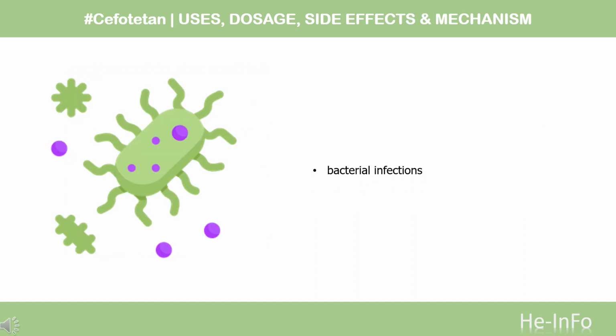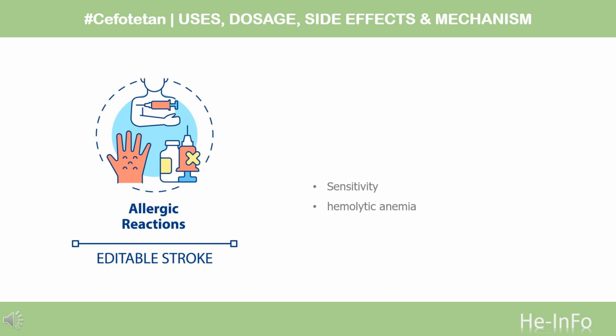What is cefotetan used for? For prophylaxis and treatment of bacterial infections. Contraindication. Cefotetan is contraindicated in patients with a known allergy to the cephalosporin group of antibiotics and in those individuals who have experienced a cephalosporin-associated hemolytic anemia.